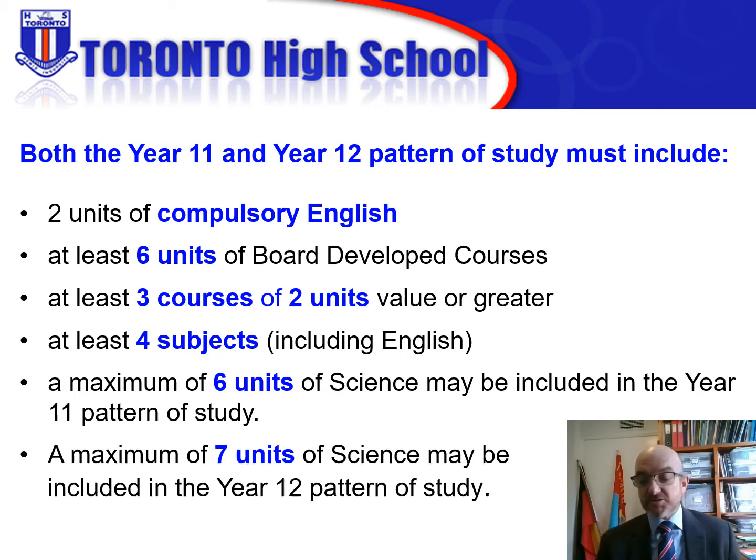You must do at least 6 units of board developed courses and 3 courses of 2 units value or greater, because we do have courses of different unit value. You must have at least 4 subjects in your pattern, and that includes English, so English and 3 other subjects, and a maximum of 6 units of science can be included in year 11. That does change in year 12. This is a relatively new change to the HSC, where we have science extension, and that may be introduced in year 12 for those students who wish to take up science extension, which means you may carry 7 units of science into the HSC.